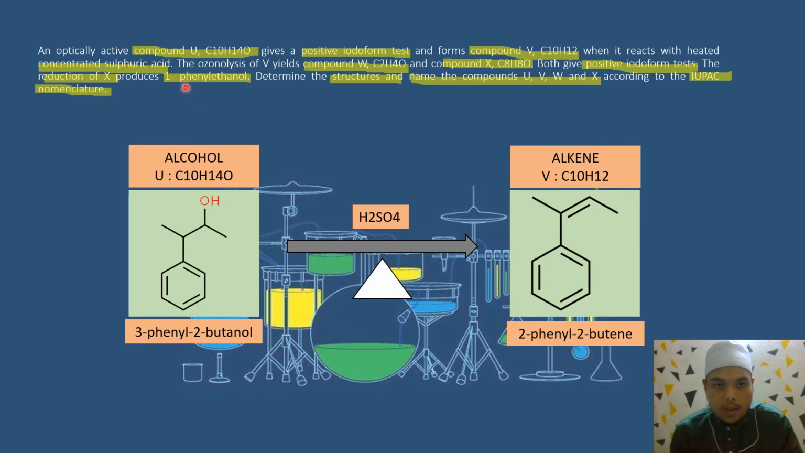Proceed to the question. The ozonolysis of V yields compound W, C2H4O, and compound X, C8H8O. Both give a positive iodoform test. The reduction of X produces 1-phenylethanol. Determine the structure and name the compounds U, V, W, and X according to IUPAC nomenclature. So let's proceed to the next slide.